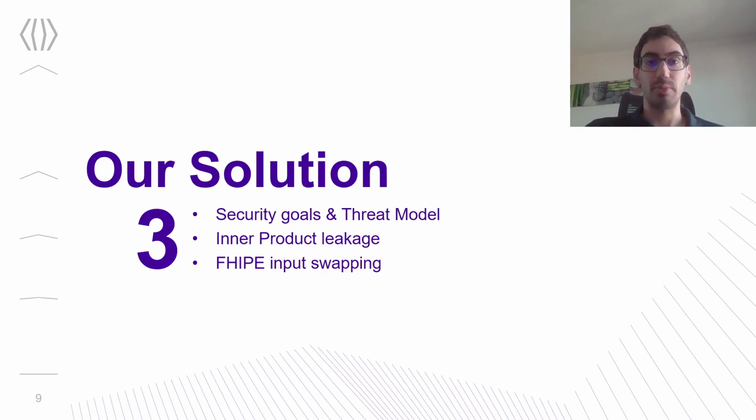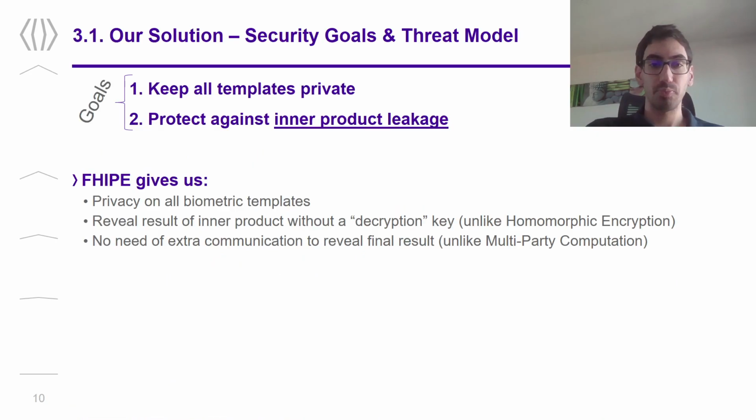With these two building blocks in mind, the biometrics on one side and the functional encryption on the other, we're going to now roll out our solution. First of all, we're going to be setting up some security goals and talking a bit about the threat model that we're considering. In terms of goals, we already talked a lot about the privacy that we want all the templates to preserve, but we also want to protect some other notion of practical privacy, which is protection against the leakage of the inner product itself. We'll see a bit more how it works in the next slide.